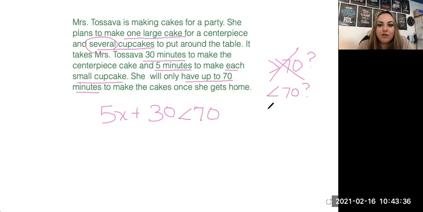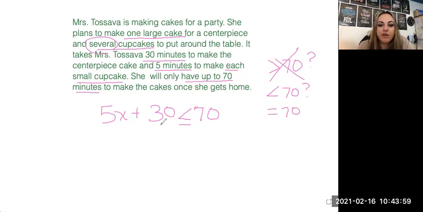Now, can it also be equal to 70 minutes? Well, let's read it again. I will have up to 70 minutes. Up to 70 minutes means it can include the 70 minutes. I can have the 70 minutes as well. So we're going to add our equal to portion of our symbol there.